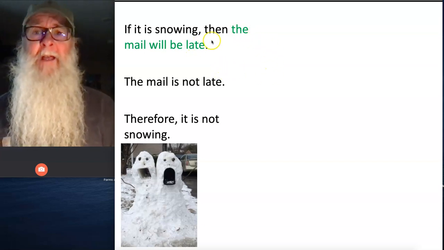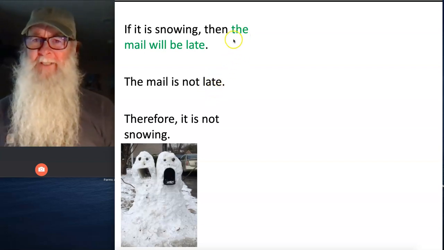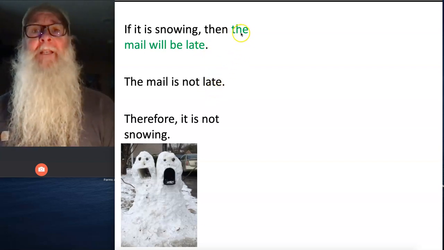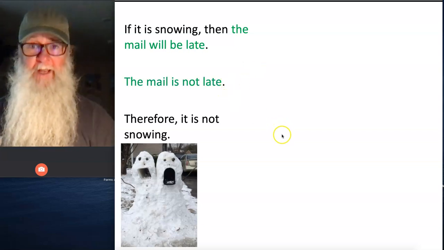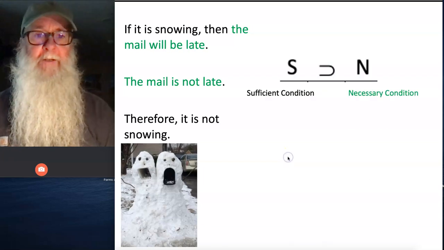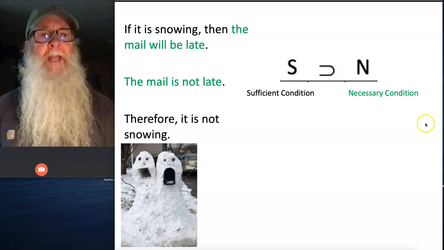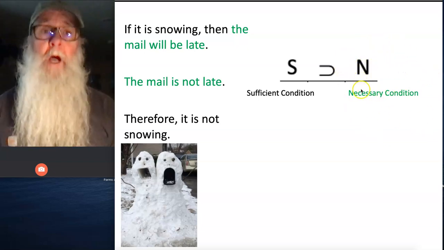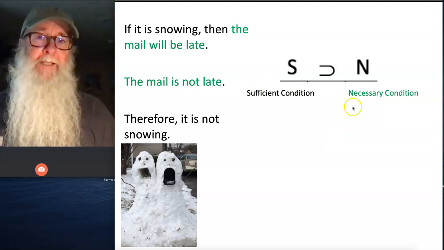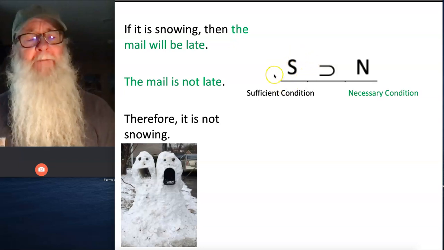We have this statement, the mail will be late, appearing two times, but a bit differently. In the first premise, the statement says the mail will be late. And in the second premise, we have the negation of that statement: the mail is not late. So we think back to our relationship between sufficient and necessary conditions, and we recognize that what appears on the right-hand side of the horseshoe, what we would call the consequent, is a necessary but not sufficient condition to imply the left-hand side of the horseshoe.